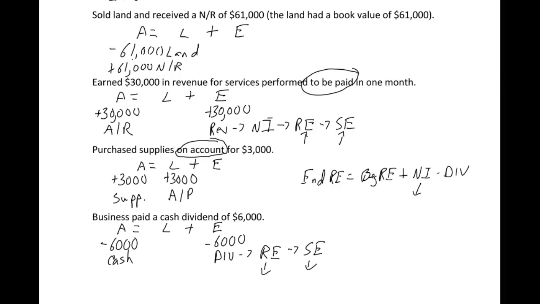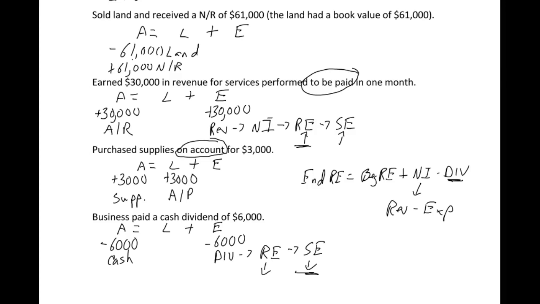Net income is essentially revenue less expenses. So we can see revenue increases net income, which will increase retained earnings. That's what we saw up here. And then dividends right here decrease it, and that's what we see down here. It decreases equity. We could go on and on with this, but if you're an intermediate student, this should really be review.